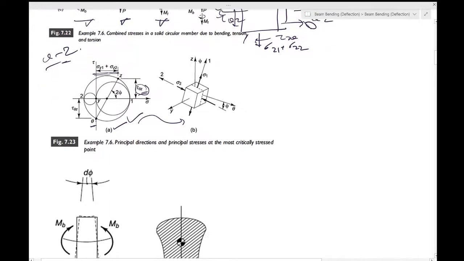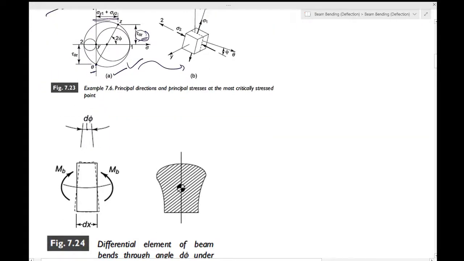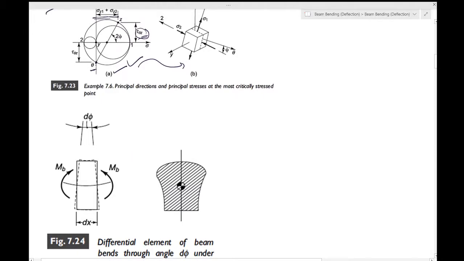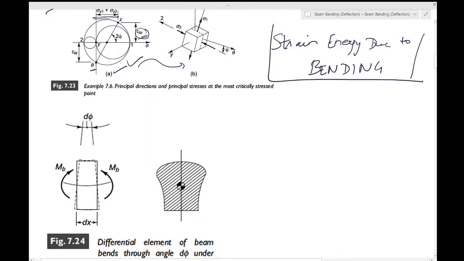Okay, let's now proceed to the last topic of this chapter, which is strain energy due to bending. We get back to strain energy every now and then because it is very easy to use Castigliano's theorem and find the displacements at any point of interest. That's why we are trying to get into strain energy for bending.